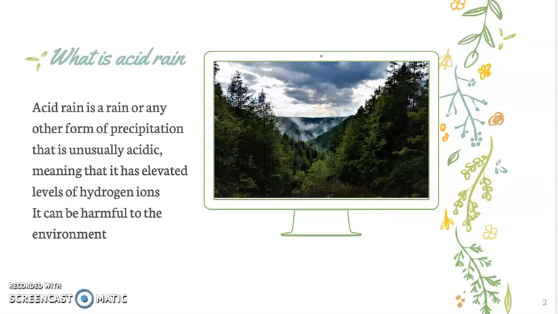Acid rain is any rain or other form of precipitation that is usually acidic, meaning that it has elevated levels of hydrogen ions, and it can be harmful to the environment. And you can see right there is a smog of the acid, so it's killing things.